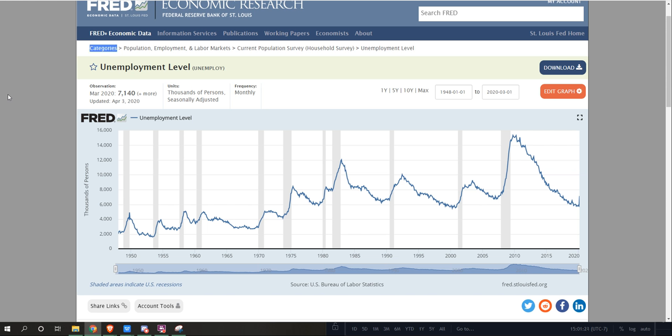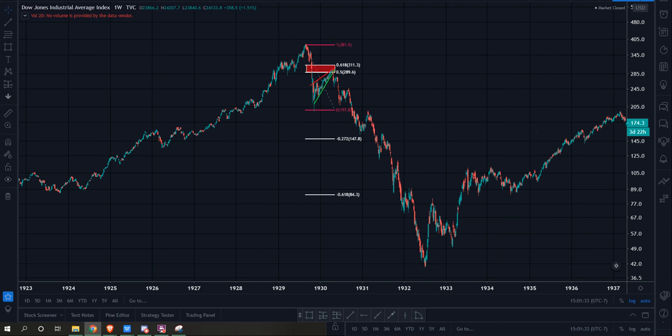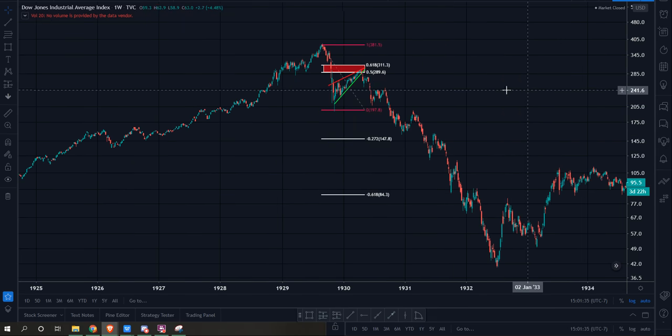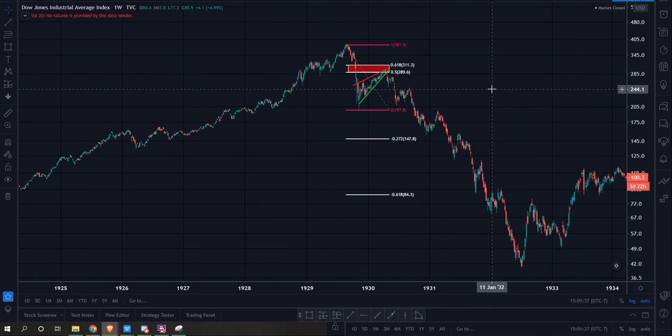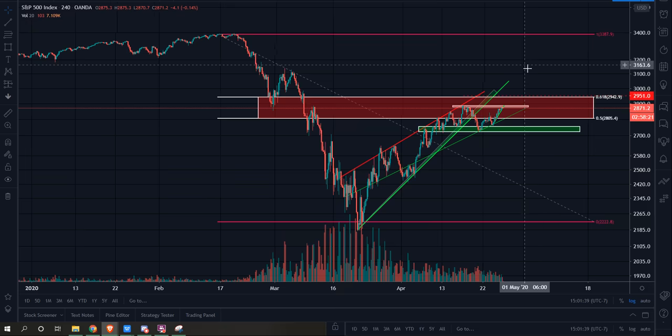I'll say when I'm wrong. I've given my location or price range where I have to change my bias, but at this point in time, I'm very comfortable holding on to my short bias and my short trade because of the conviction I have.